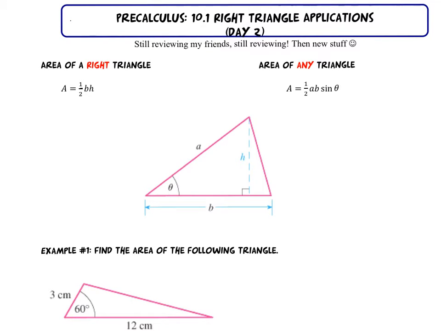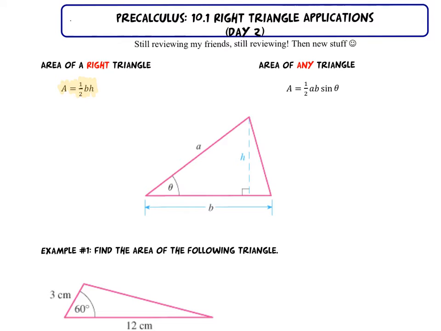Welcome to 10.1 Right Triangle Applications Day 2. Again, still reviewing, my friends. We're still reviewing, then we'll get to new stuff. So it's important to remember these two formulas. The first one is the area of a right triangle. Notice it has to be a right triangle, then it can follow this formula right here.